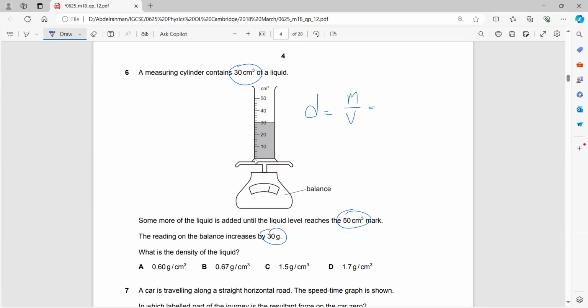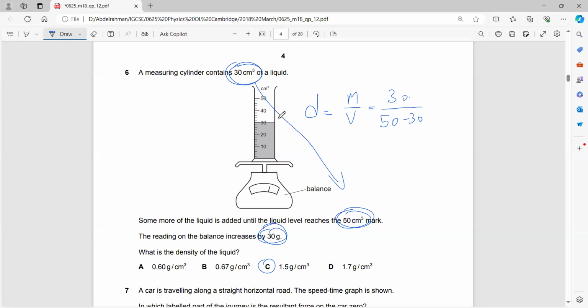Again, not just any mass and not just any volume. You have to find the increase in the mass divided by the increase in the volume. Initially, the volume was 30 centimeters cubed, and finally the volume was 50 centimeters cubed. So the increase in the volume was 50 minus 30. Why? Because it increased by 20 centimeters cubed. What about the mass? The mass increased by only 30 grams. So 30 divided by 20 is 1.5 grams per centimeters cubed.